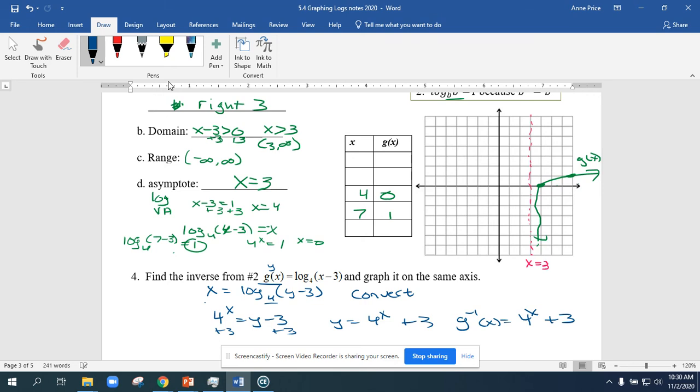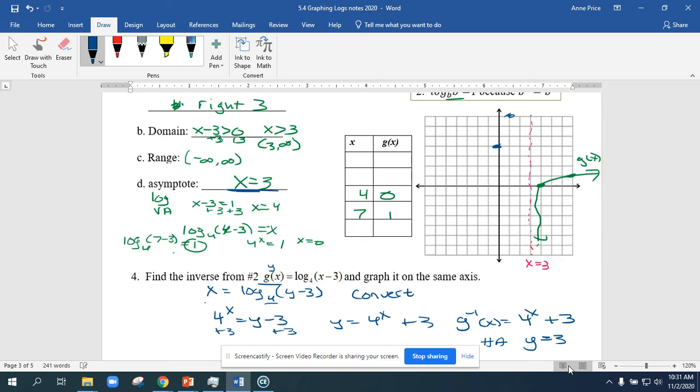So I'm going to take my exponential function, and you could take the ordered pairs (4, 0) and (7, 1) for my logarithmic and switch them to (0, 4) and (1, 7). And then, since we have a vertical asymptote of x equals 3 for the logarithmic function, we have a horizontal asymptote of y equals 3.